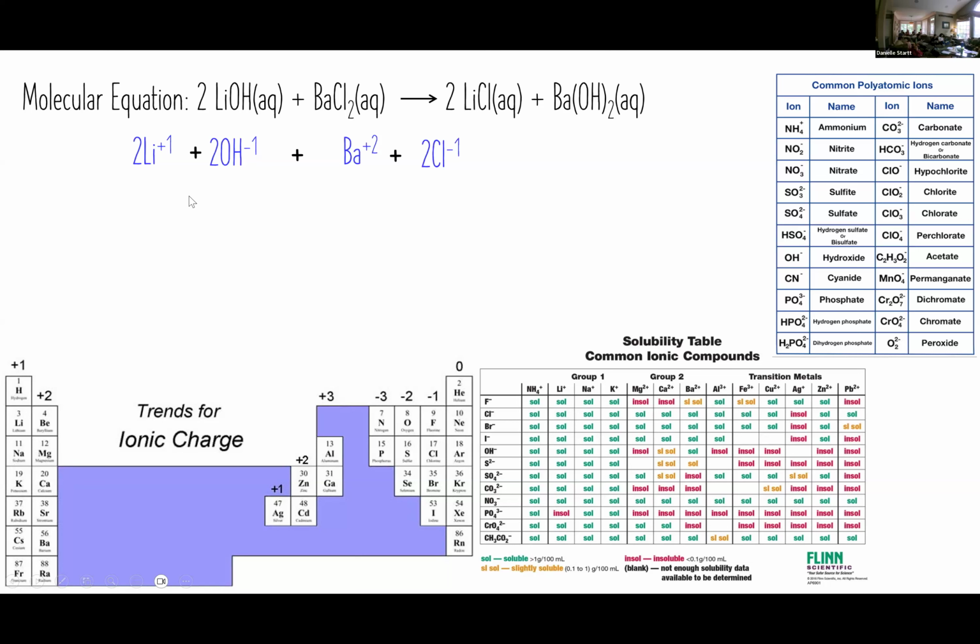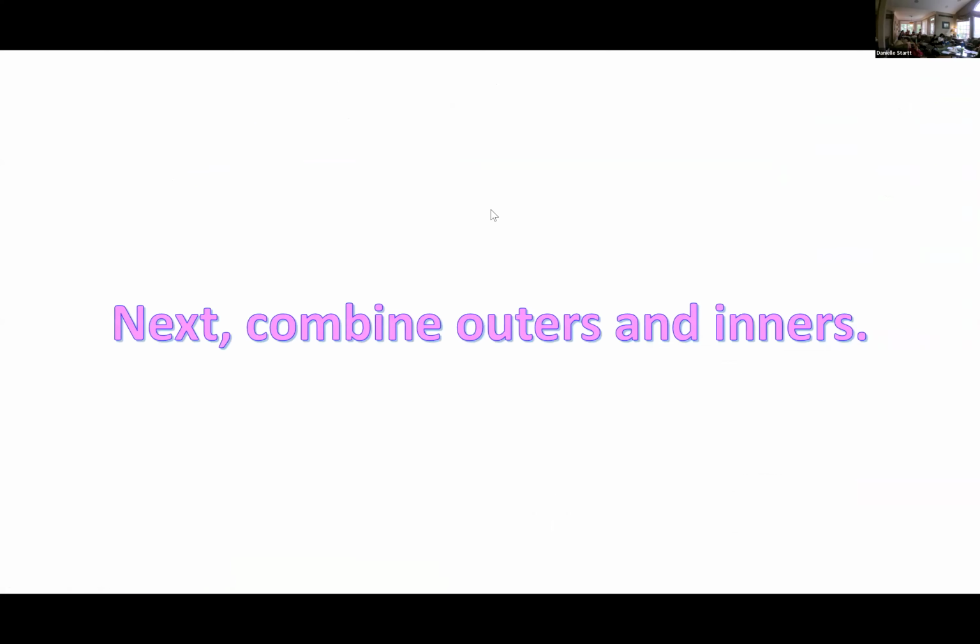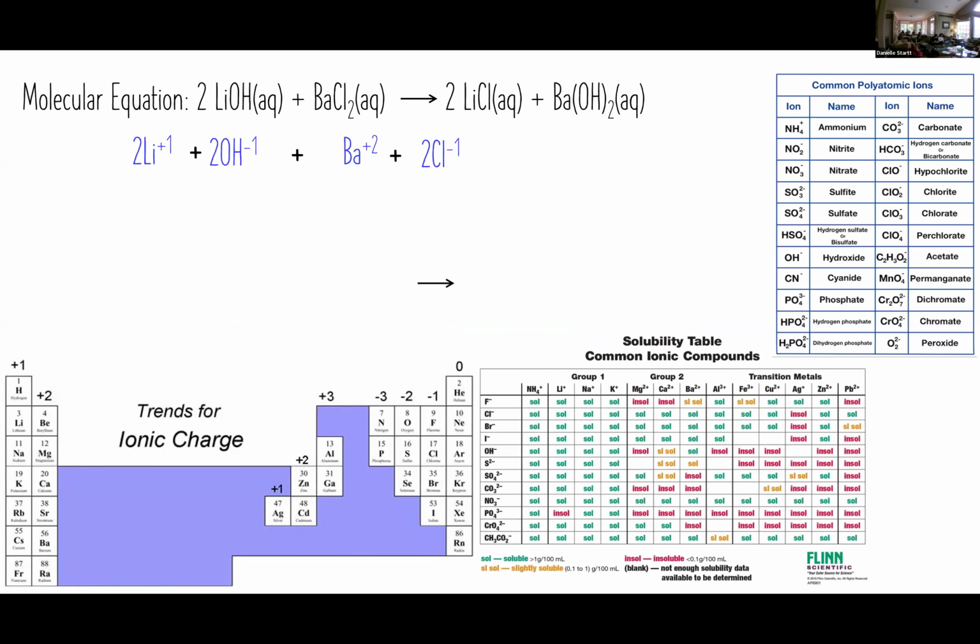All right, check our charges. We have +1, +1, because there's 2, -1, -1, because there's 2, that's neutral, we're good. Ba+2, Cl-1, there's 2 of those, so it's going to look like that. Those are good. We know that we've gotten those correct so far. Combine our inners and outers. First thing we're going to combine are our outers.